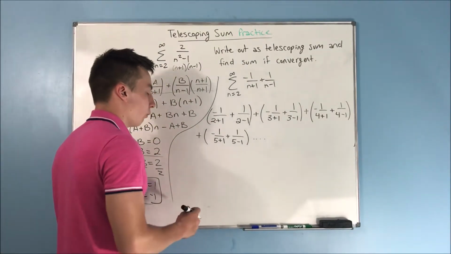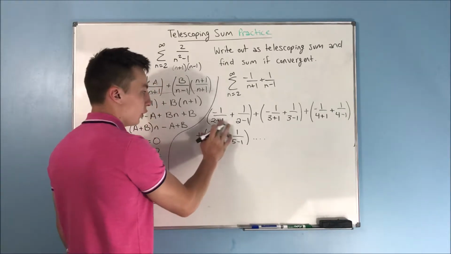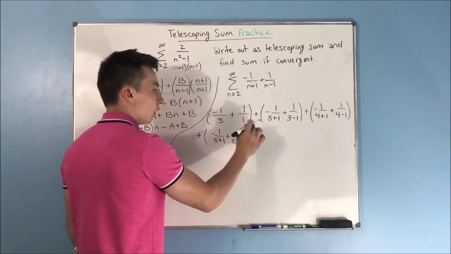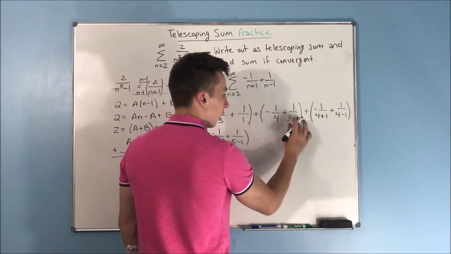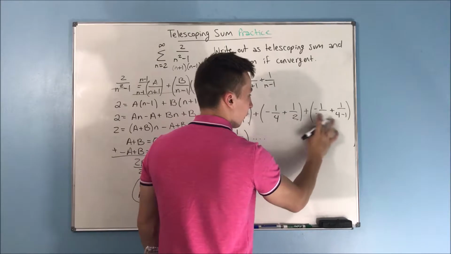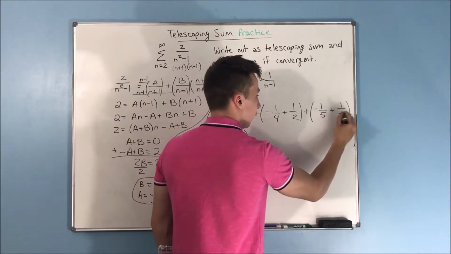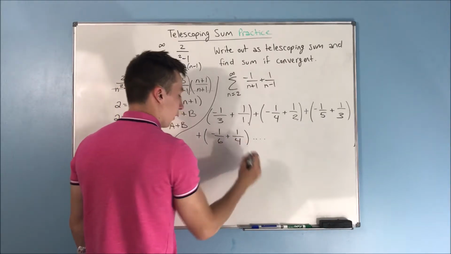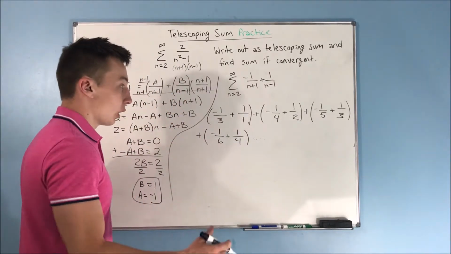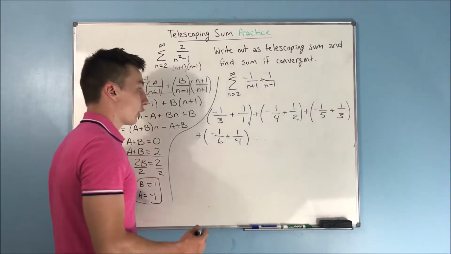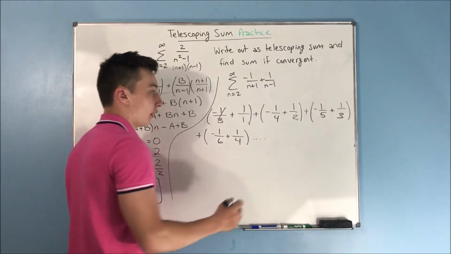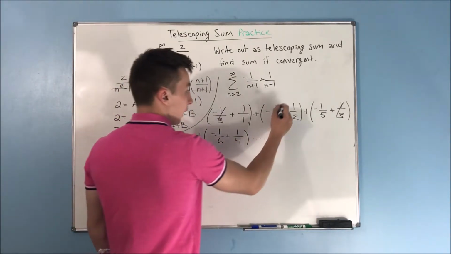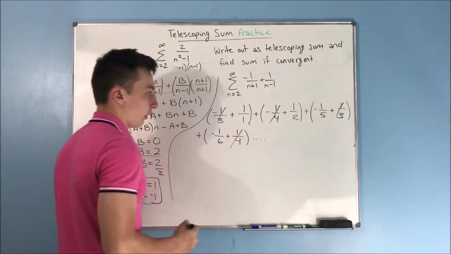Well, if we simplify this, 2 plus 1 becomes a 3, 2 minus 1 becomes a 1, 3 plus 1 becomes a 4, 3 minus 1 becomes a 2, 4 plus 1 becomes a 5, 4 minus 1 is 3, 5 plus 1 is 6, and 5 minus 1 is 4. So we do start to see that telescoping sum here. This negative 1/3 cancels out with this positive 1/3, and this negative 1/4 cancels out with this positive 1/4.